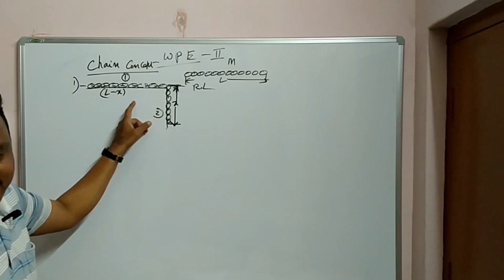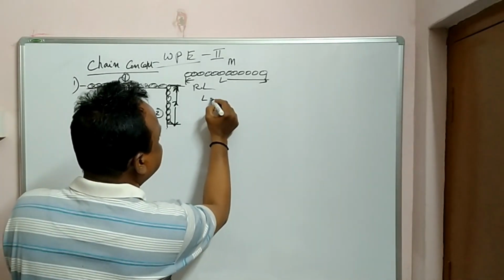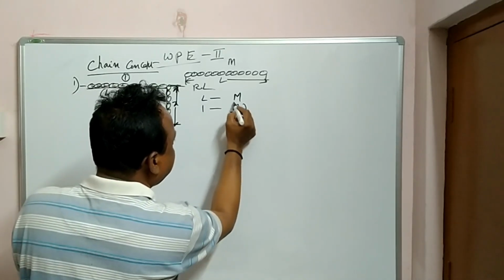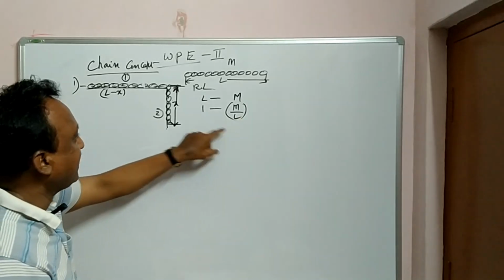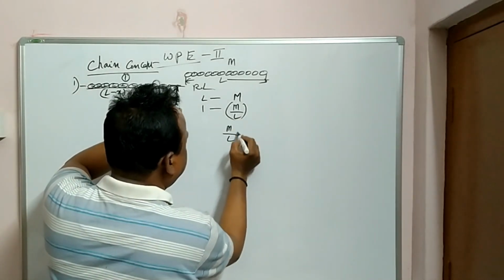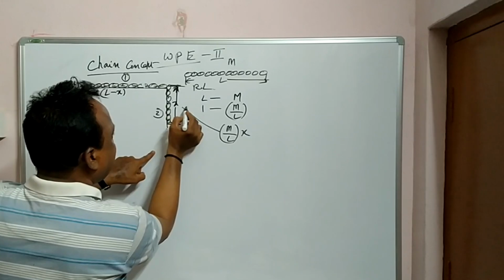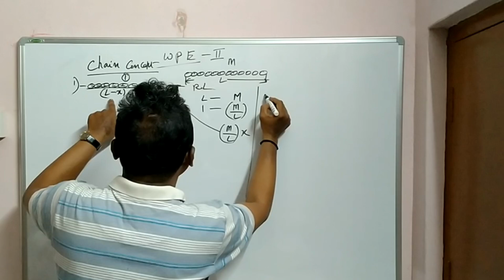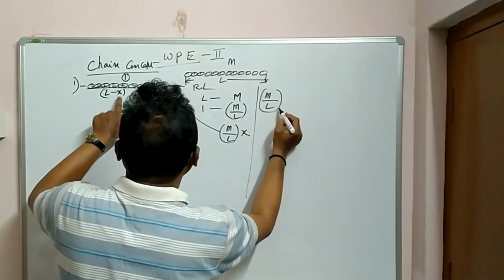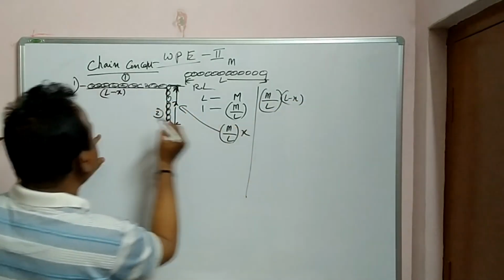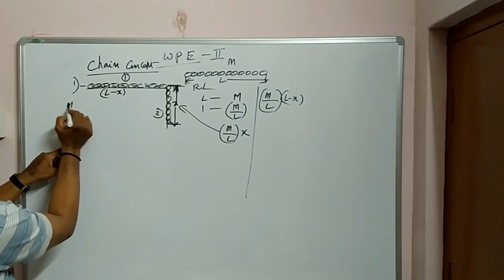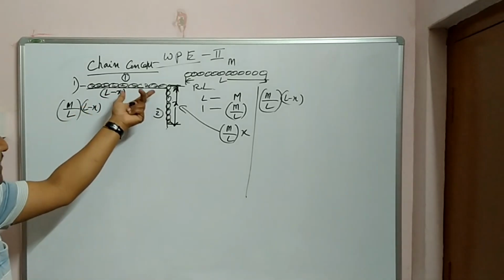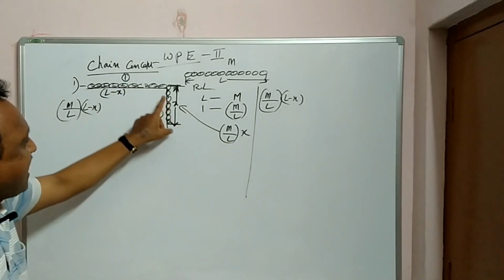Here the total length L has mass capital M, so 1 length has mass M by L. By the unitary method, X length has mass M by L into X. So this is the mass of the hanging chain. In the same way, for L minus X, the mass is M by L into L minus X. So this is the mass of the chain on the table, and the other is the mass of the hanging part.